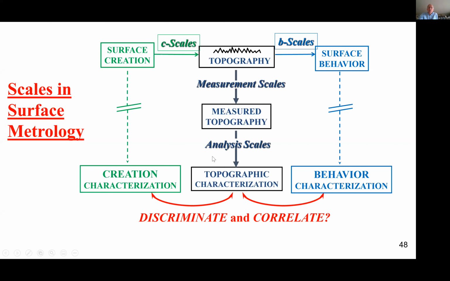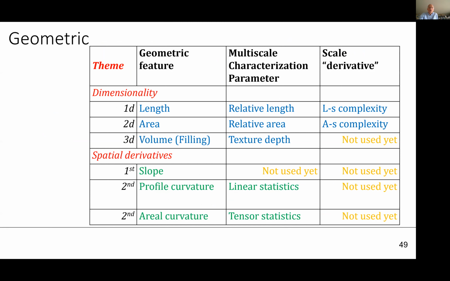So if we don't have the right scales in the characterization, which means we had to measure at the right scales and analyze the right scales, we're not going to be able to figure out what was going on with the manufacturing process or how it's behaving. So these scales need to be preserved down here, and then we can do discrimination or correlation. So you can be thinking about that in your work. And there's kind of two sides to this: making the surfaces over here and then knowing how they're going to behave over there. Quick summary.